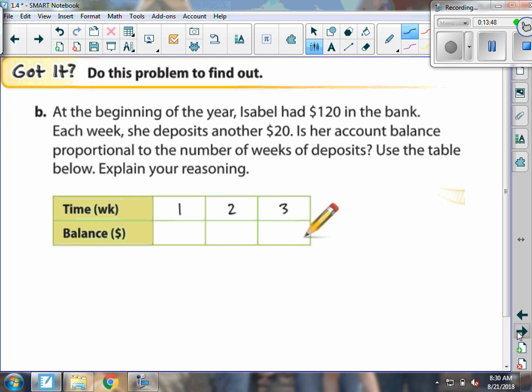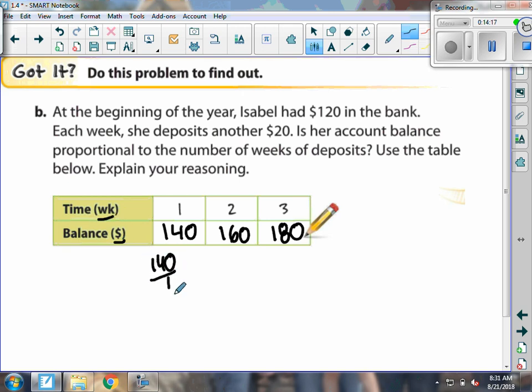Okay, she starts with $120 in her account. So each week she's going to add $20. So after 1 week, she's going to have $140. After 2 weeks, it'll be $160. And after 3 weeks, it'll be $180. So let's see if these are proportional or not. I'm going to put the money over the weeks.